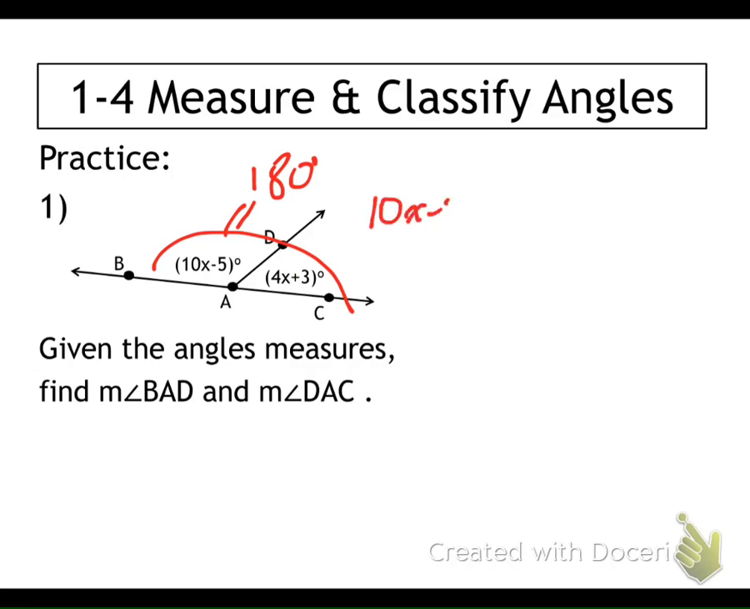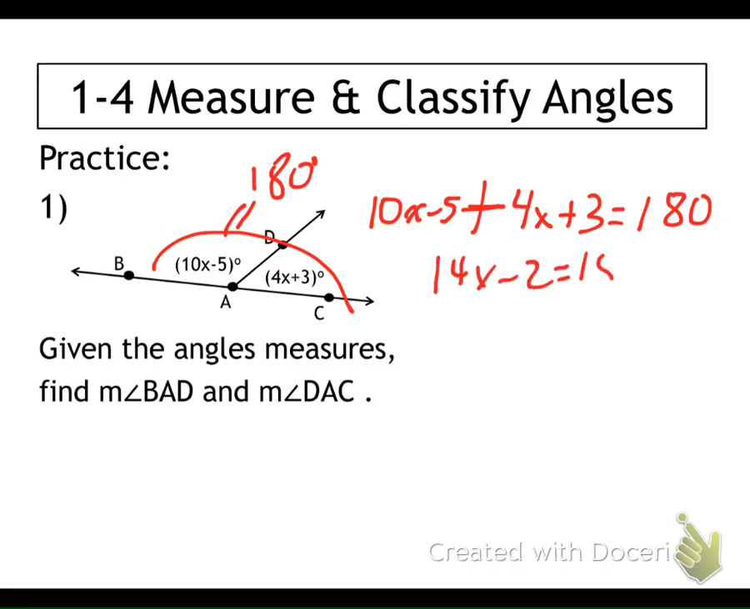10x minus 5, big plus sign, 4x plus 3, equals 180. What I am doing is I am adding the 2 angles together, setting them equal to the larger angle. This is the angle addition postulate. Smaller angle plus smaller angle equals big angle, the 180 degrees. So, combine like terms and solve away. We're basically solving for x here.